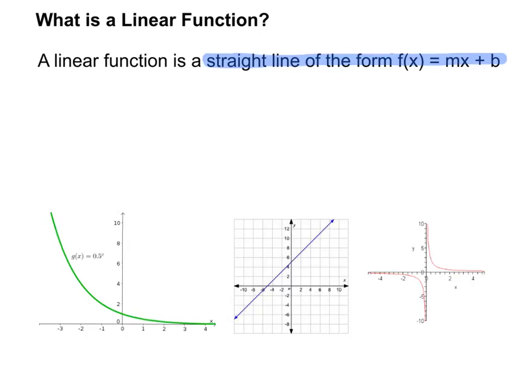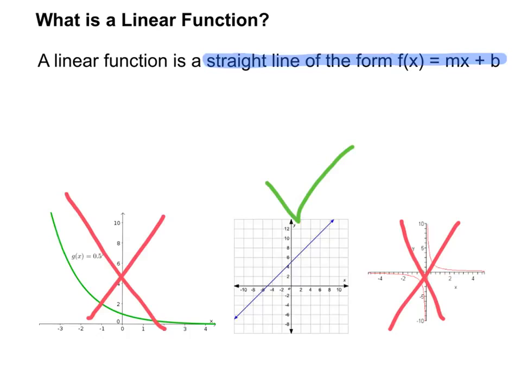At the bottom of the screen, I have examples of different types of functions. Two of them are not linear. It's easy to eliminate the two that are not linear because they don't have straight lines. Our linear function has a straight line, and as we'll learn throughout the video, it will have the form and equation f of x equals mx plus b.